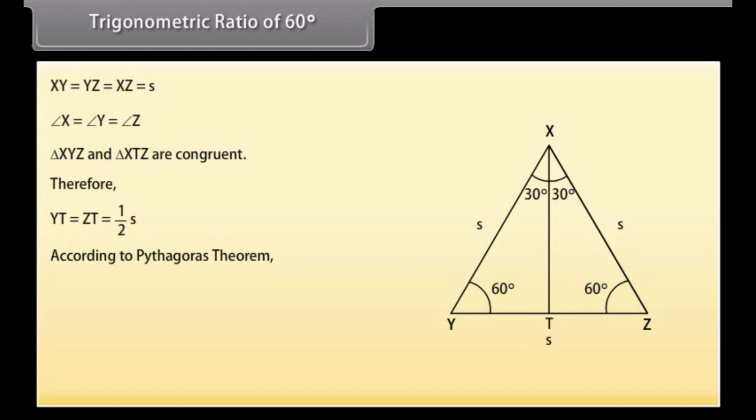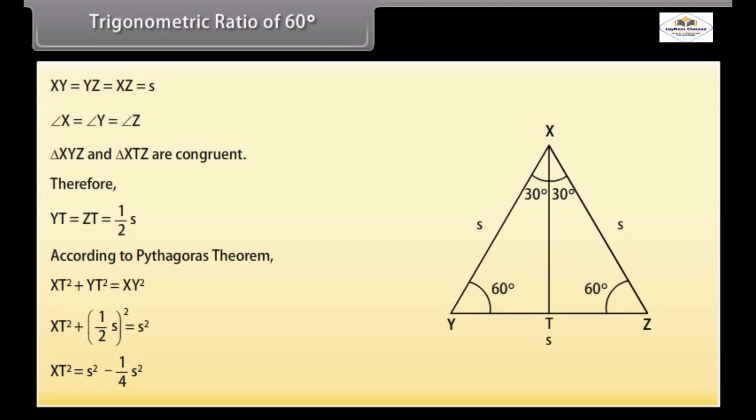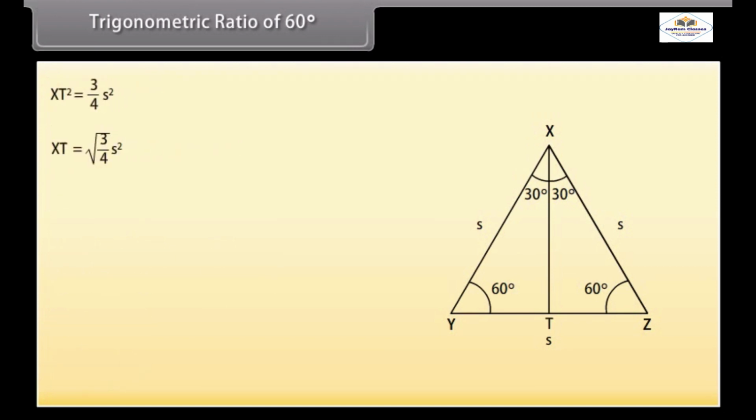According to Pythagoras' theorem, XT square plus YT square is equal to XY square. By substituting the values, we get XT square plus 1 upon 2s whole square is equal to s square. By calculating it, we get XT is equal to square root 3 upon 4s square, which is square root 3 upon 2s. Sine 60 degree is equal to XT upon XY, which equals square root 3 upon 2s upon s equals square root 3 upon 2.